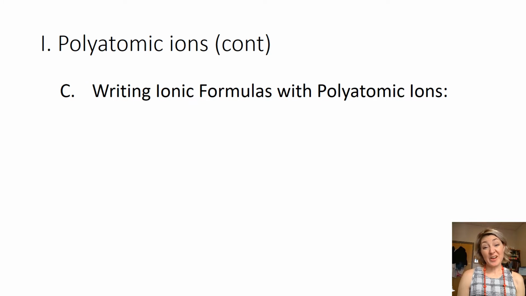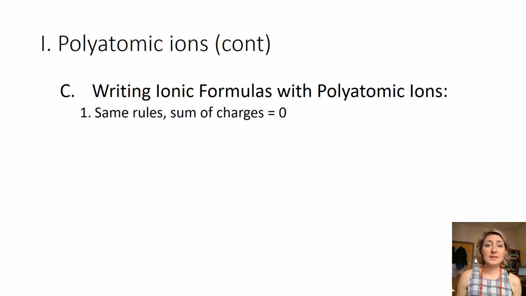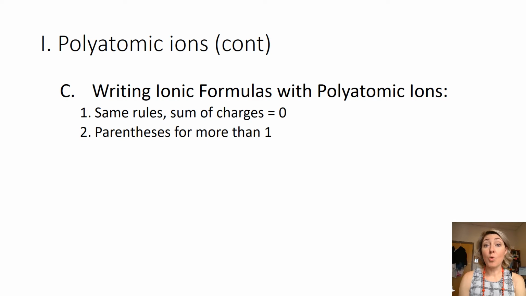So let's start by talking about how to write an ionic formula that has a polyatomic ion. So it's going to be the same rules as before. You want to make sure that the sum of your charges is equal to 0. So all the positive charges have to equal all of the negative charges. If you have more than one polyatomic ion required, you're going to put parentheses around it, and you can put a subscript outside of the parentheses. You want to kind of think of your math rules for that. You want that 2 that's outside the parentheses to apply to everything inside. If you just add a 2 randomly, you're going to be insinuating that you have way too many atoms.